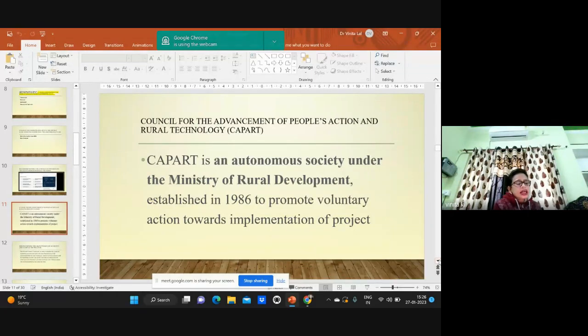Over the years, CAPART has assisted a large number of NGOs for the implementation of variegated projects, and CAPART's assistance is spread over all parts of the country, embracing diverse categories of schemes under public cooperation. What is the re-engineering of CAPART?